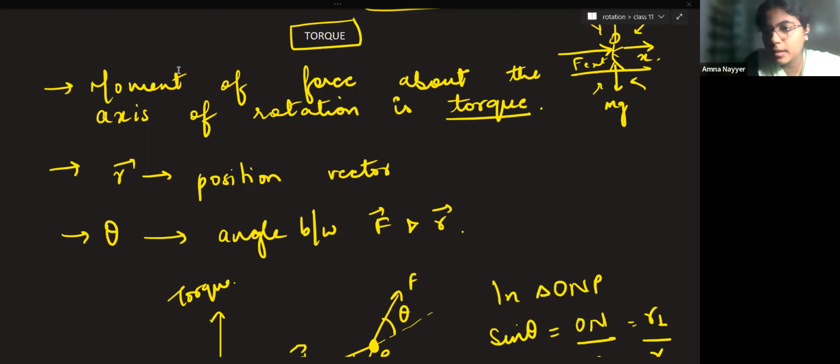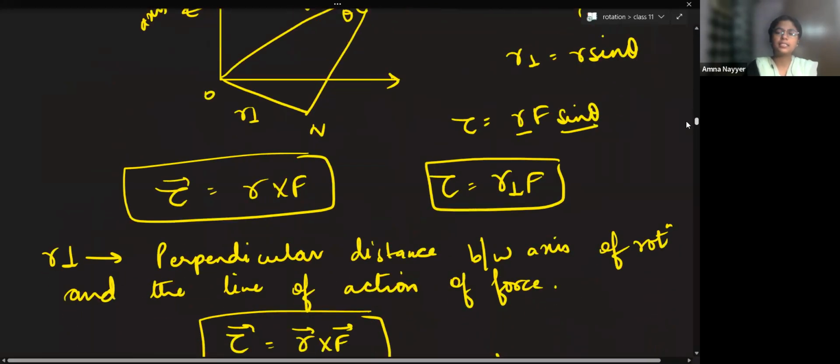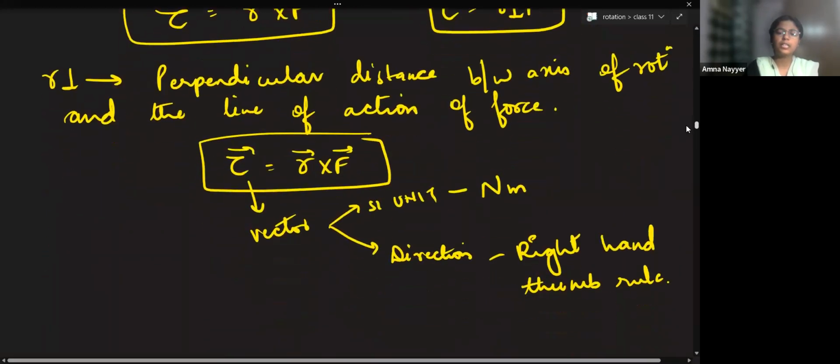Now see class, R is a position vector, F is the force that is acting. R is the perpendicular distance between the axis of rotation and the line of force. So the torque formula ultimately becomes torque is equal to R F sine theta, or simply R cross F. I think this much we had discussed. SI unit and direction, this also we had seen.